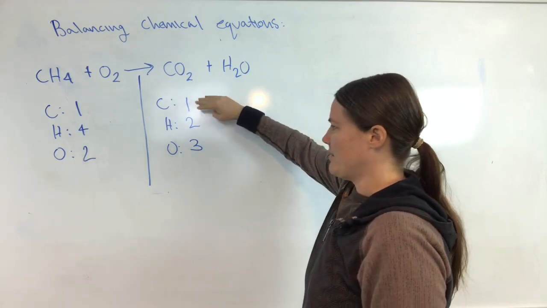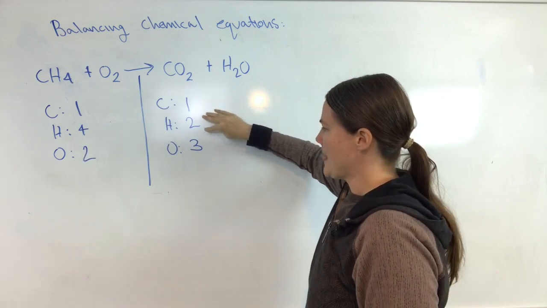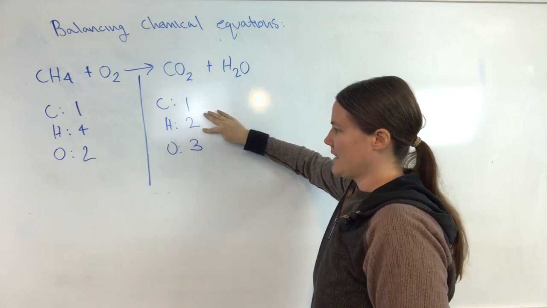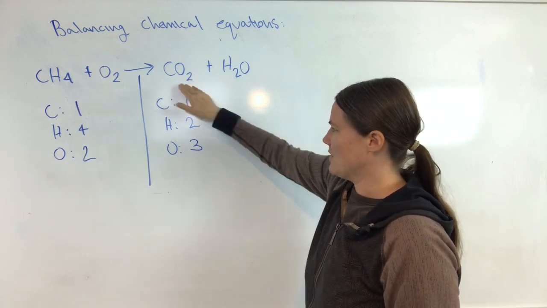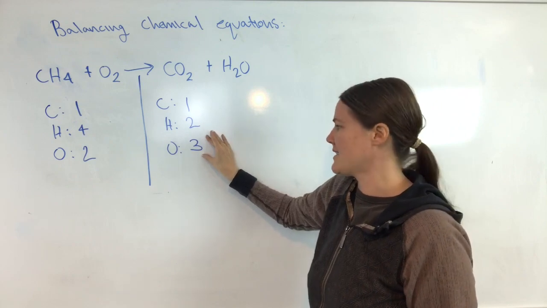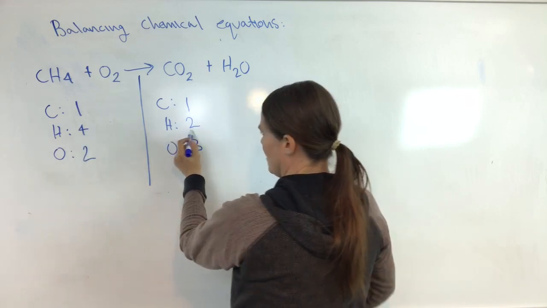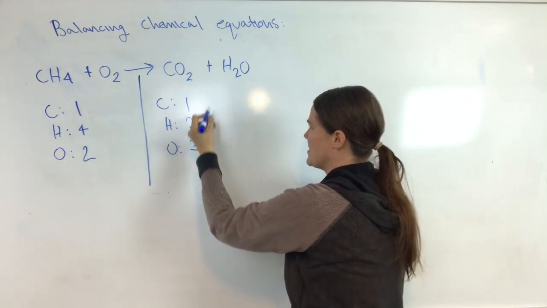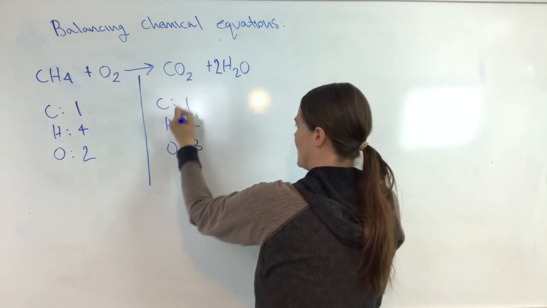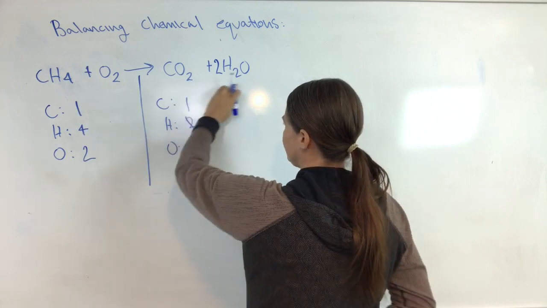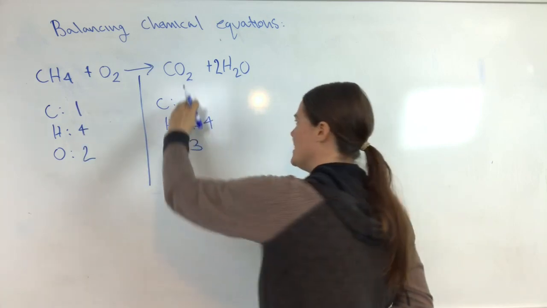So for this, normally we would want to balance the carbon first. The carbon is already balanced, so I'm not going to worry about that. And then I'm going to do the hydrogen. And like I said, normally I would do the hydrogen last, but since I have oxygen in more than one of the products, I'm actually going to do the oxygen last. So looking at the hydrogen, we have 4 hydrogens on this side and we have 2 on this side. So we need 2 more on this side. So we're going to get those by multiplying this water by 2. So now we have 4 hydrogens, and we also changed the number of oxygens, so we need to figure out what that is.